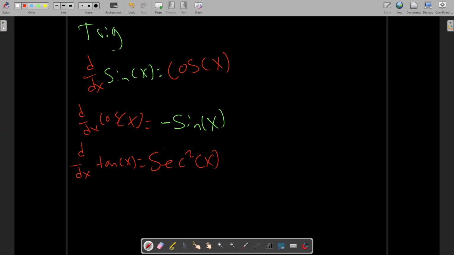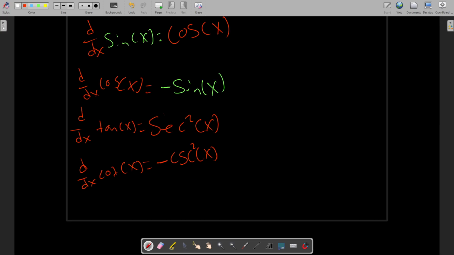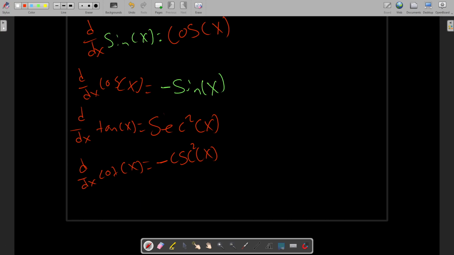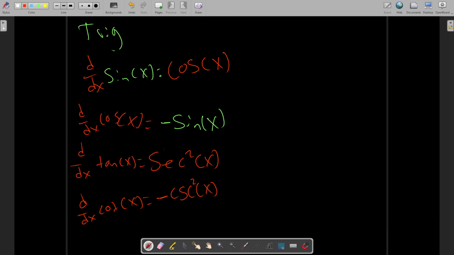So then what do you think the derivative of cotangent is going to be? Well, the derivative of cotangent is going to be negative cosecant squared. So you can tell that cosine, cotangent, negative; tangent, sine, positive, right? So that's very good to know, crucial.